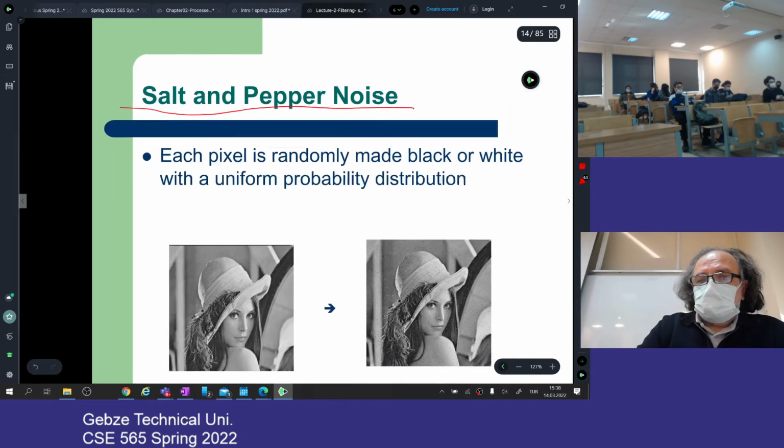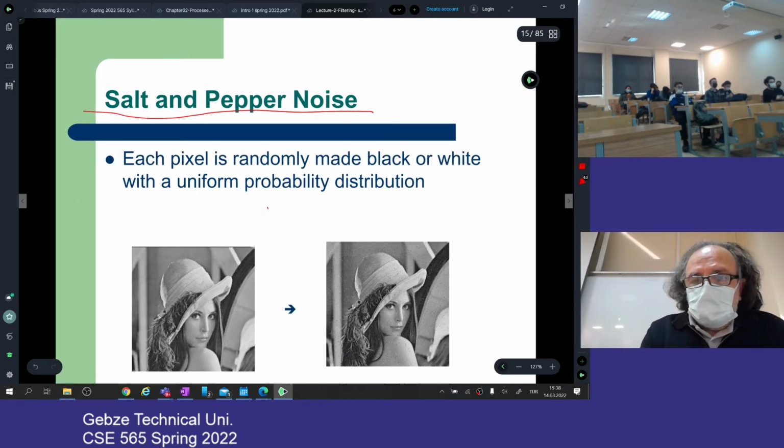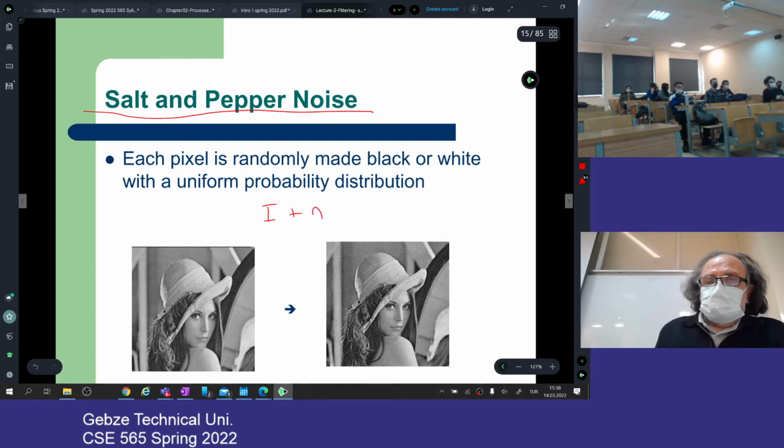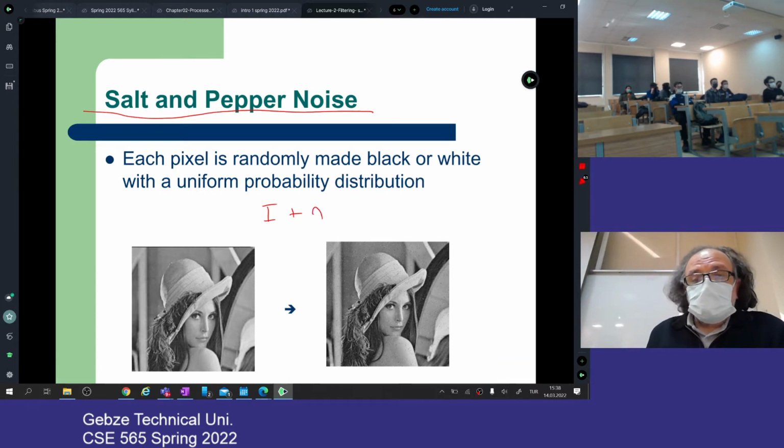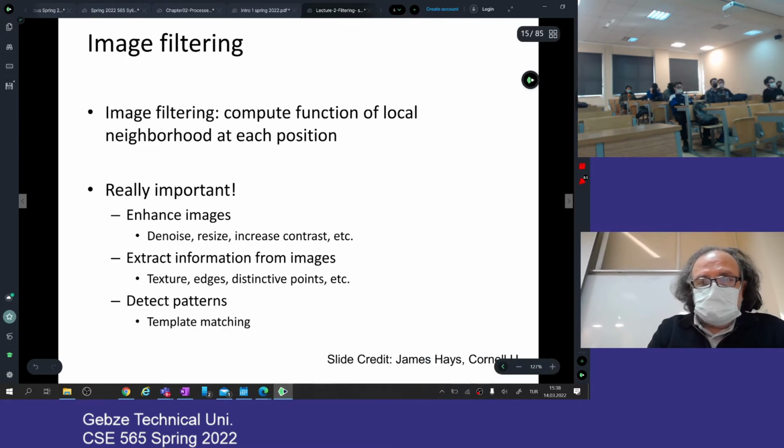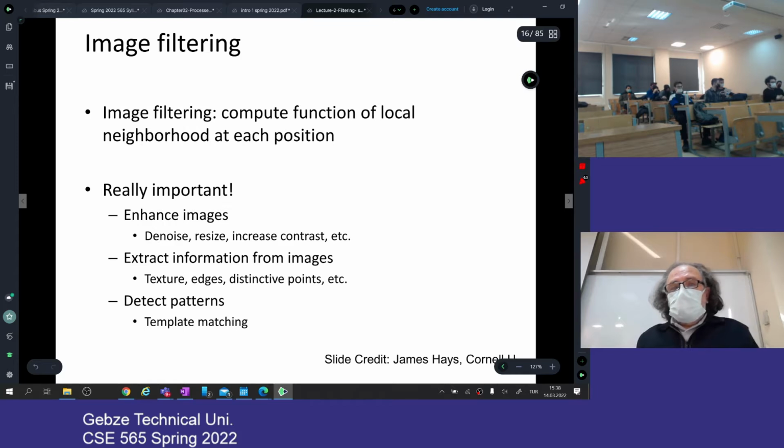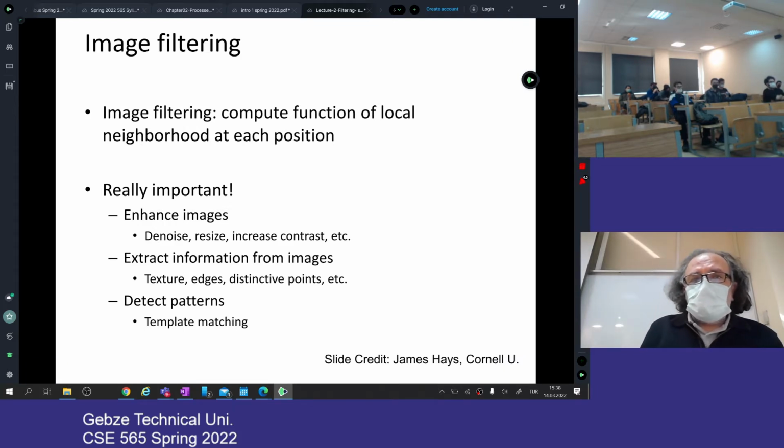Remember, with the Gaussian noise, we had the original image plus some noise, right? But this one is not like plus or minus or multiplication. It just replaces it, and sometimes this can happen. Okay, so to deal with the noise, one of the methods that we use is image filtering.